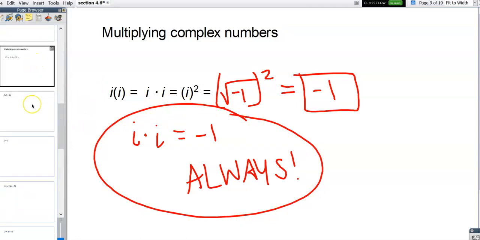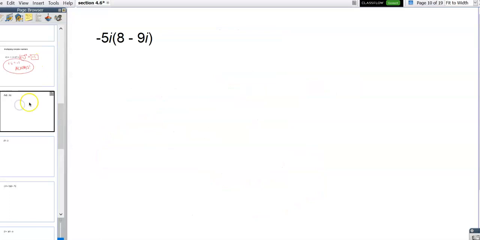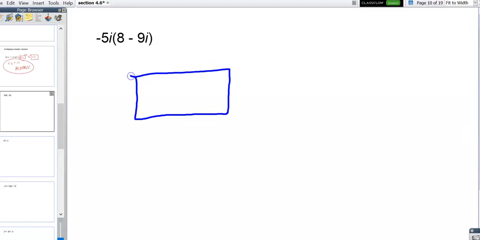All right, let's look at some examples. For this question, we have negative 5i times the group 8 minus 9i. So if it's helpful, you can rewrite this using the box method. You'll just have one row and two columns. Otherwise, you can just distribute. That'll work too. Well, you can combine the rational terms. So 8 times negative 5, that makes negative 40. And then i can't be multiplied with anything else for our first term. So it's just negative 40i.